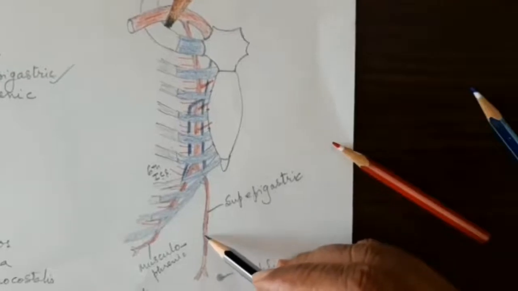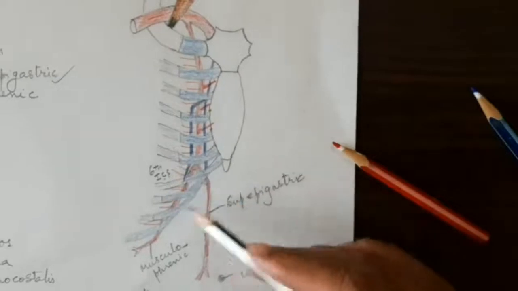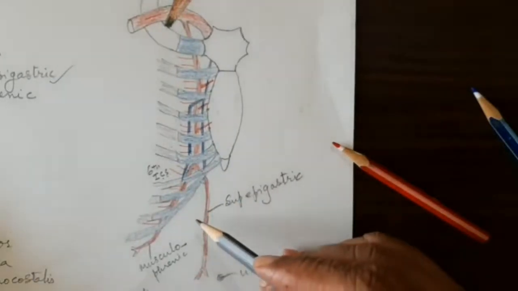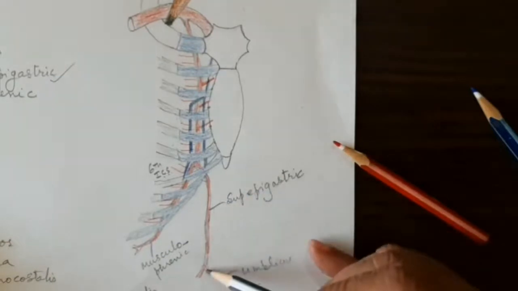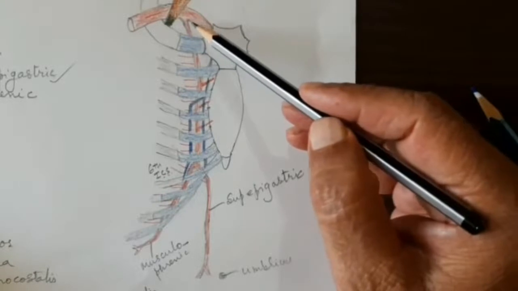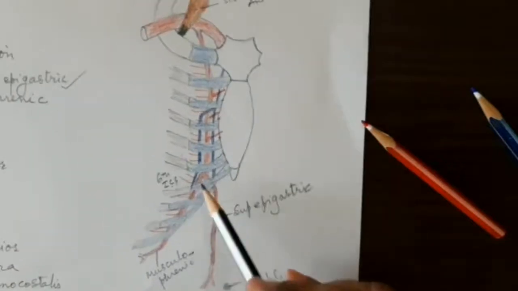Thus the internal thoracic artery will not only supply the thorax, but it will also supply the anterior abdominal wall. Thus this artery, the internal thoracic artery, is supplying right from the root of the neck up to the umbilicus. The blood supplied is from the root of the neck up to the umbilicus.